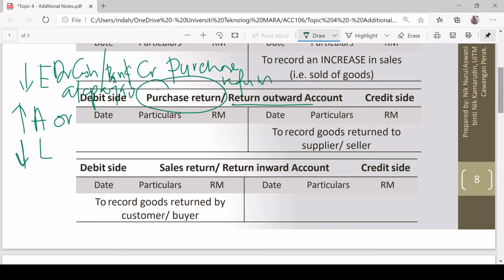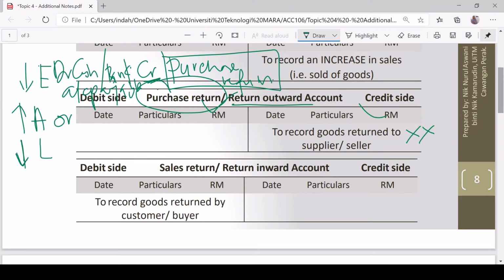But we are not going to focus on this one. We are going to focus only on the purchase return. So you credit purchase return, meaning you open an account for purchase return, and then you credit the amount to record goods returned to the supplier or seller.